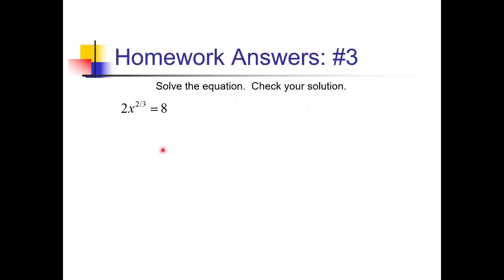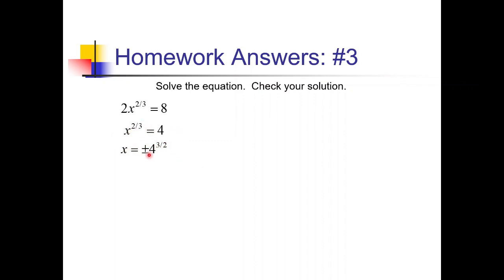For this problem, we're trying to solve this equation that has an x to the 2/3 in it. Let's start by isolating that x to the 2/3. So I can divide both sides by 2 to start off with here. That gives me 4 on the other side. And then to get rid of a fractional exponent, I'm going to raise both sides to the reciprocal power. So I'm going to raise both sides to the 3 over 2. That just gives me x on the left side and 4 to the 3 over 2 on the right side.